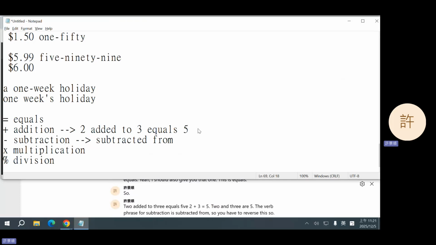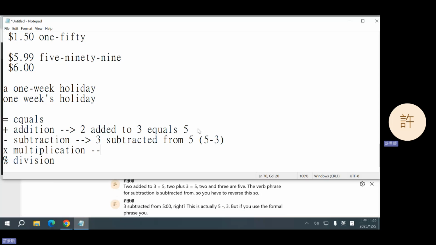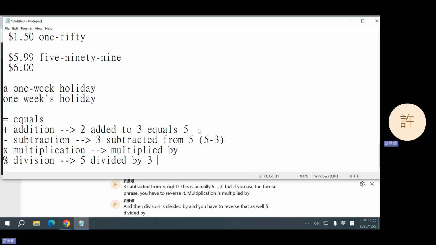So 3 subtracted from 5. Right? This is actually 5 minus 3. But if you use the formal phrase, you have to reverse it. Multiplication is multiplied by, and then division is divided by, and you have to reverse that as well. 5 divided by 3. This is this.